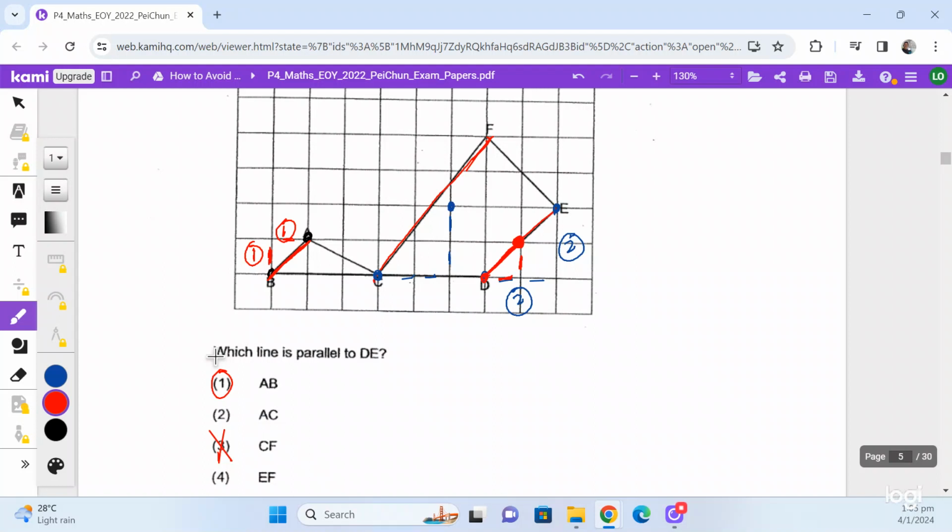Alright, so this is how we recognize lines that are parallel, and how we measure them as well. So when you do questions like this in the future, take note of how to count the squares.